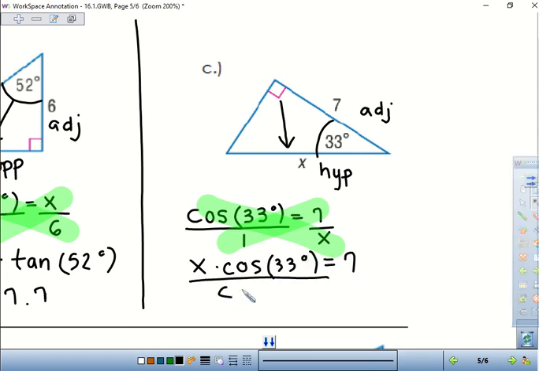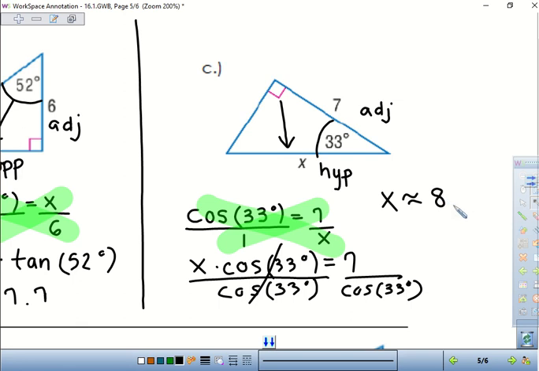I divide both sides by cosine of 33, which gives me x, go ahead, 8.3. So the hypotenuse is approximately equal to 8.3.